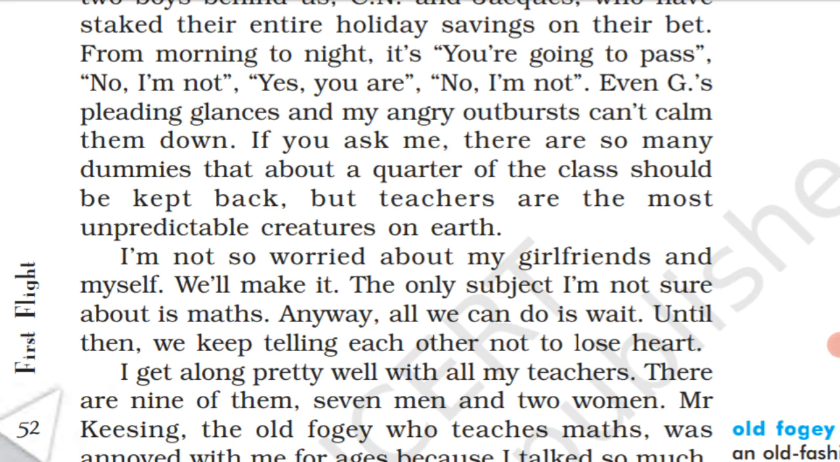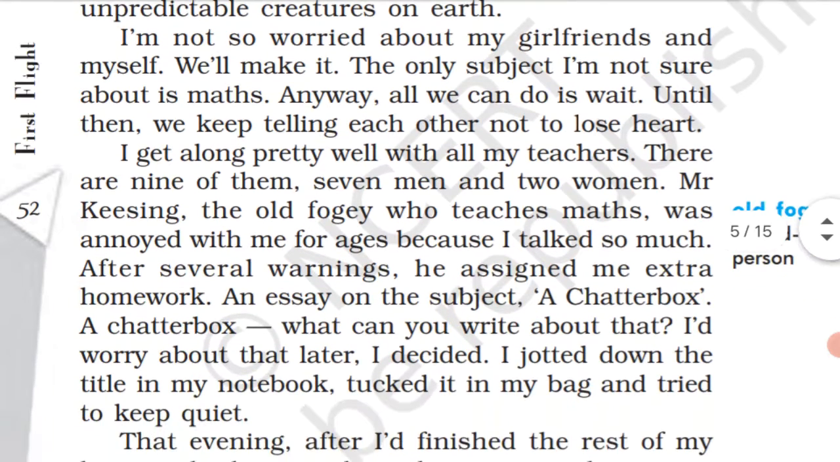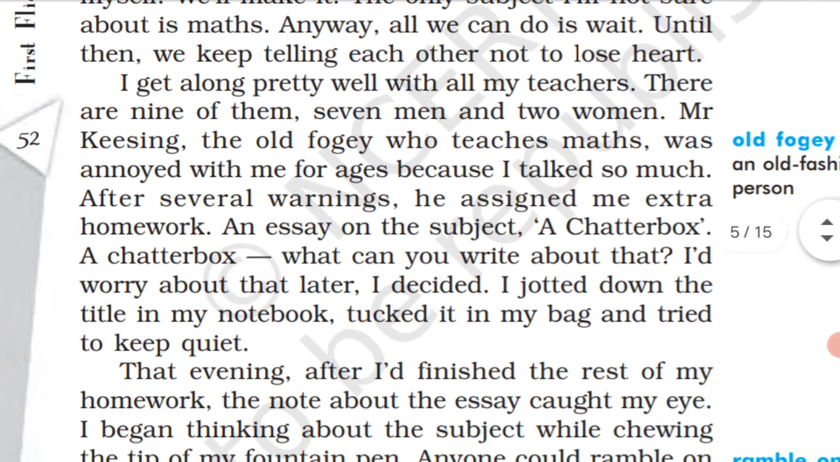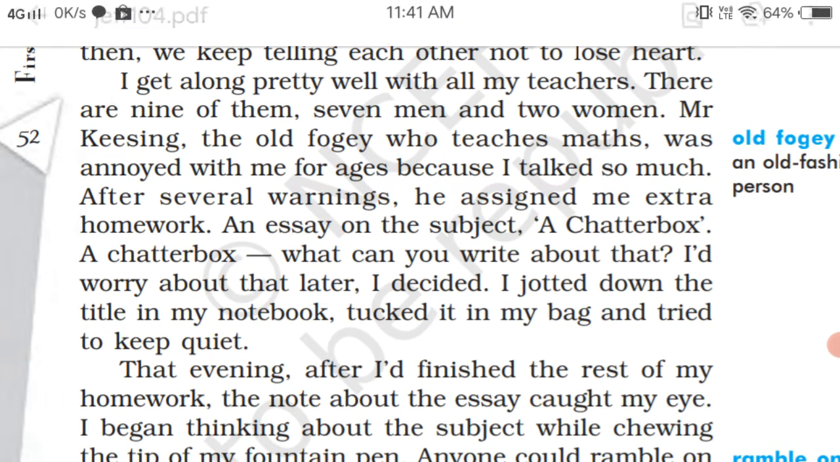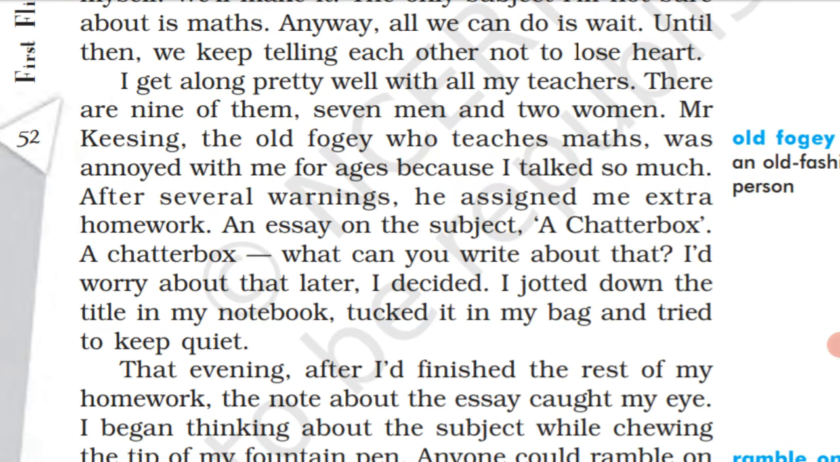If you ask me, there are so many dummies that about a quarter of the class should be kept back. But teachers are the most unpredictable creatures on earth. I'm not so worried about my girlfriends and myself. We will make it. The only subject I'm not sure about is maths. Anyway, all we can do is wait. Until then, we keep telling each other not to lose heart. I get along pretty well with all my teachers. There are 9 of them, 7 men and 2 women.